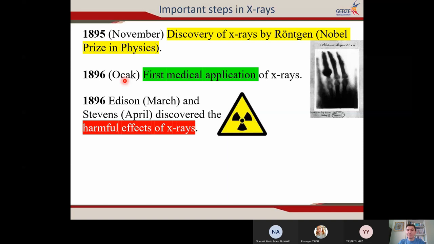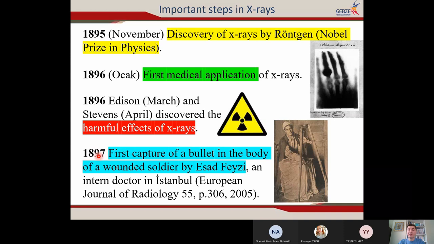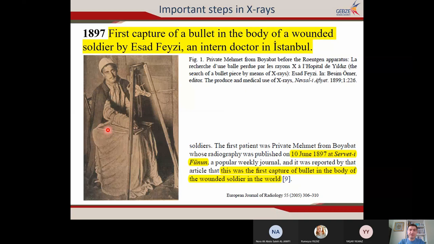In 1897, just 2 years after the discovery of X-rays, in Istanbul, in Ottoman Turkey at that time, X-rays were used to locate a bullet in the body of a wounded soldier. So this was the first military application in the world, and it was published in the European Journal of Radiology in 2005. I will go into detail a little bit. This is the picture of this wounded soldier. Here you can see the arm of the soldier. Here there is a Röntgen film, and here there is a Röntgen apparatus, an X-ray tube. Okay?